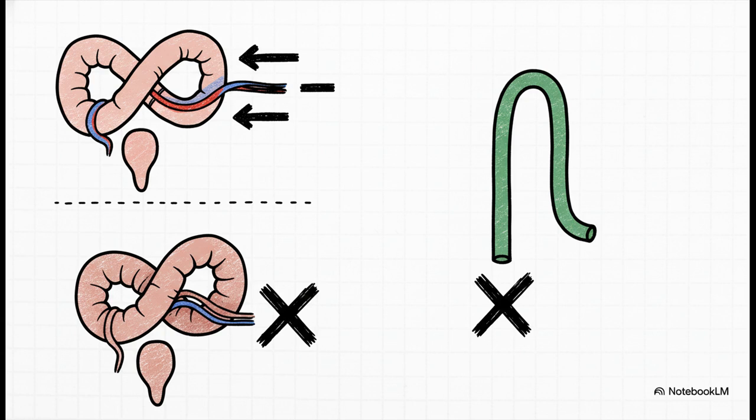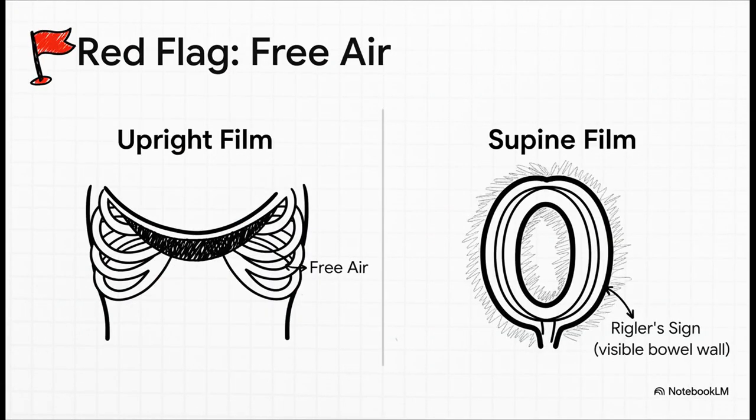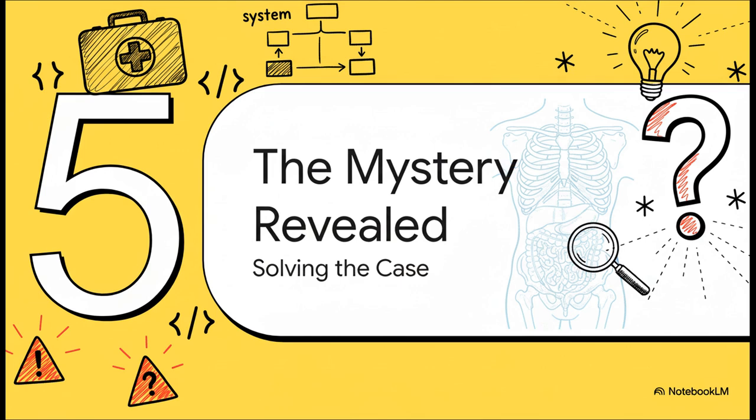This is incredibly dangerous. Our last major red flag is something called pneumoperitoneum. It's a fancy word, but it just means air in the peritoneum, or free air floating around inside the abdomen. This is a 5-alarm fire because it means the bowel has a hole in it. If the patient is sitting up, you'll see this beautiful, easy-to-spot crescent of black air right underneath the diaphragm. If they're lying down, you have to look for something a bit more subtle called Rigler's sign. That's where you can see both sides of the bowel wall because there's air on the inside and air on the outside outlining it.